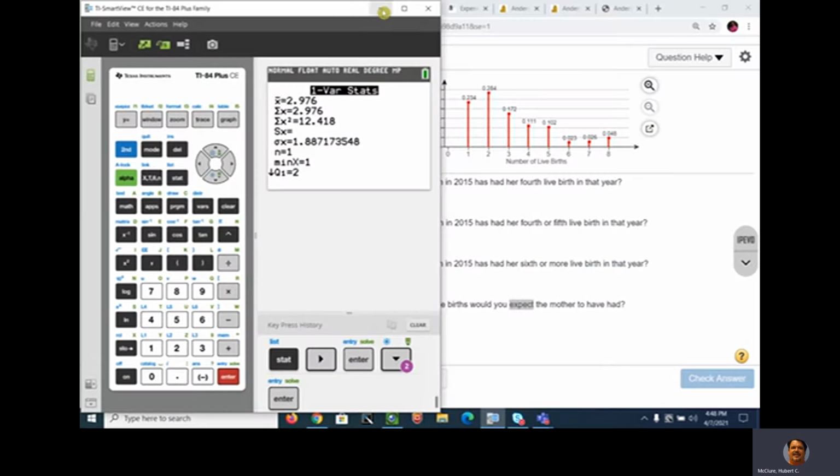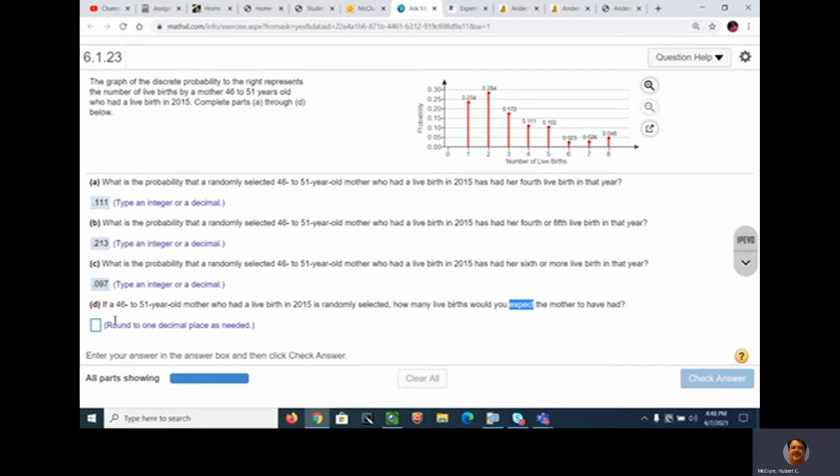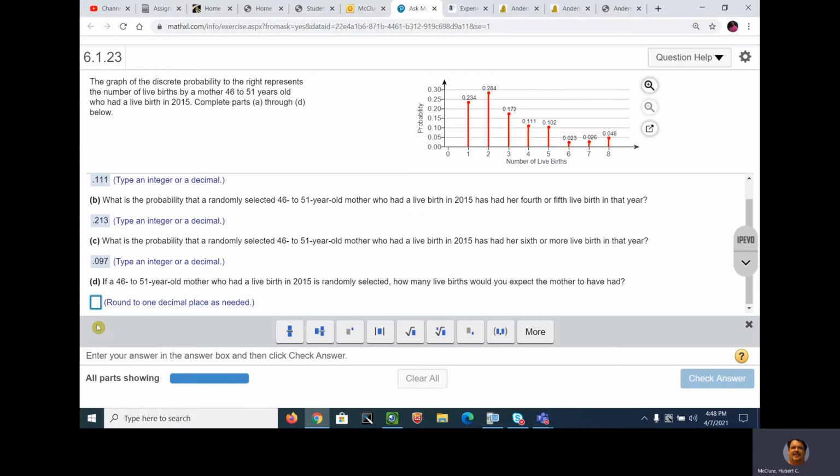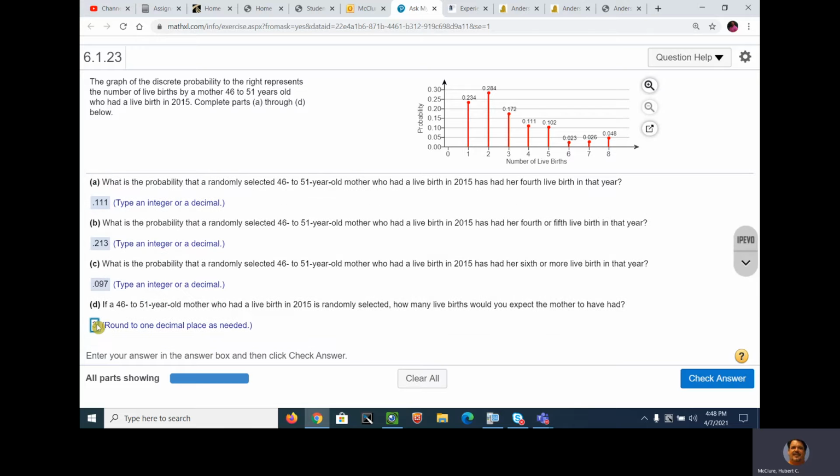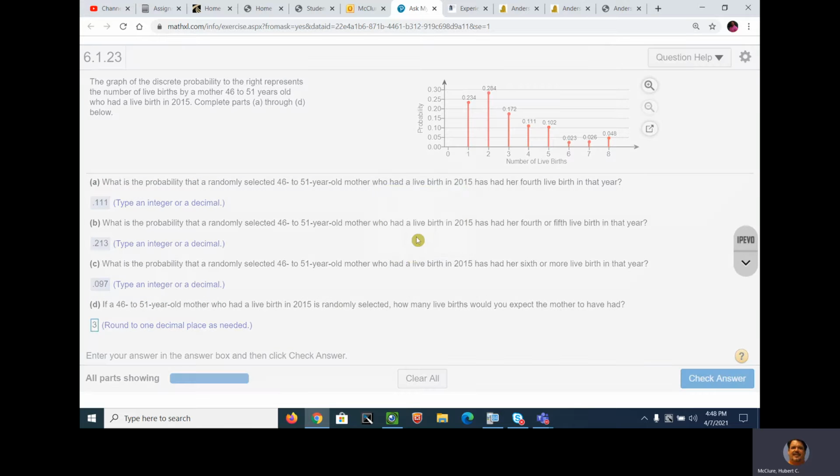So 3 should be our answer. It says round to 1 decimal place. So that would be 2.3. Let's see what it says now.